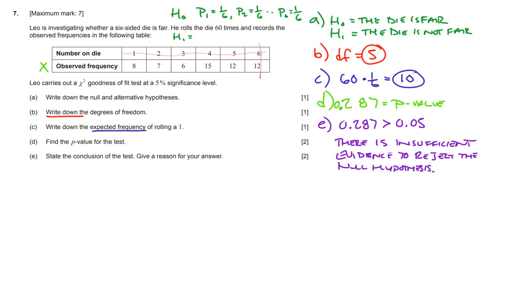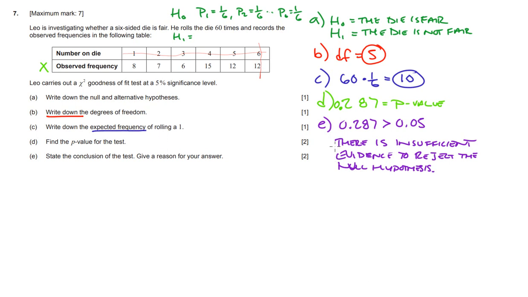Okay, and that would be our answer there. Now it's important that we write there is insufficient evidence to reject the null hypothesis. That's different than the null hypothesis is true. We just don't have enough evidence to say that it's not true. So that's two different things.